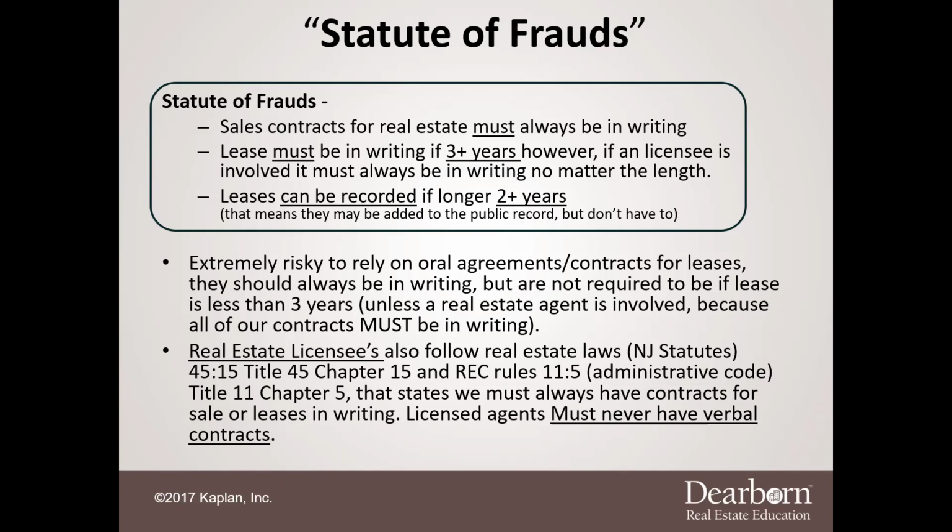Remember, as real estate licensees, we also have to follow state law as well as the administrative code, which is the Real Estate Commission rules. 45:15 is the New Jersey statutes. 11:5, Title 11, Chapter 5 is the administrative code, the rules and regulations of the Real Estate Commission. So we've got to follow all that, and it basically says we must never have verbal contracts. Everything that licensees do must be in writing.